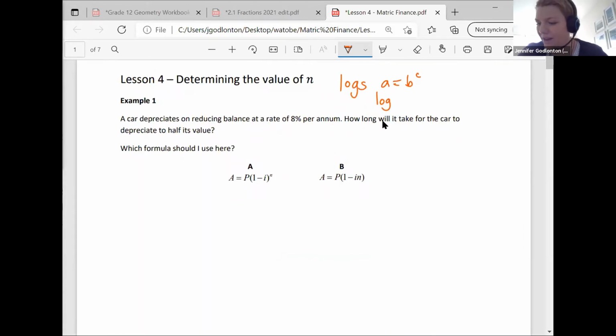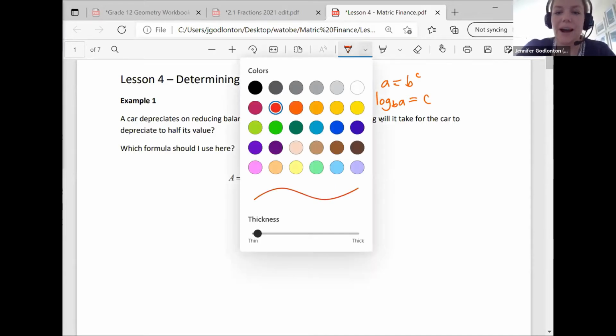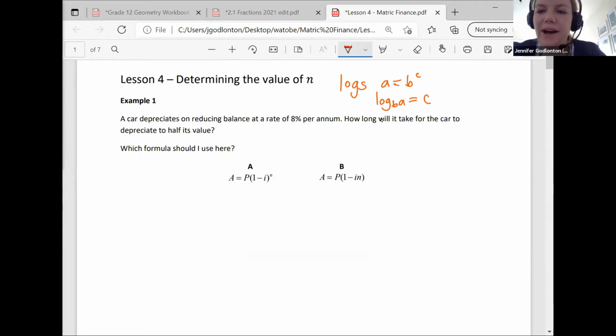We would have log base B of A, and that would be equal to C. Now, I personally find that quite difficult to remember. I don't know if anyone else finds it difficult to remember. So I like to think of it like this. If I have 2 to the power of 3, I know that that's equal to 8. That's something we all know. We're just using our normal exponents.